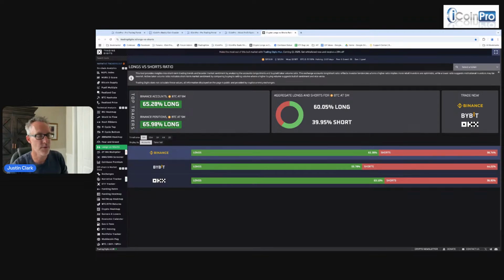And they can blow out their accounts. If you've ever heard of somebody in trading blowing out their account, it's because of leverage, essentially. So right now we're at 61% long-ish, 61 and change, 38 and change short. We're not super concerned about this till it goes over 70%.